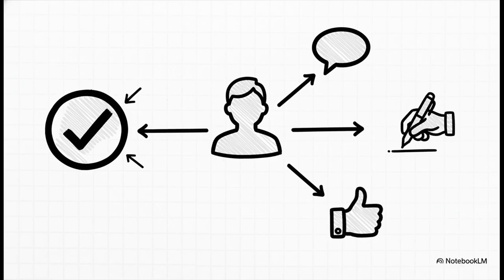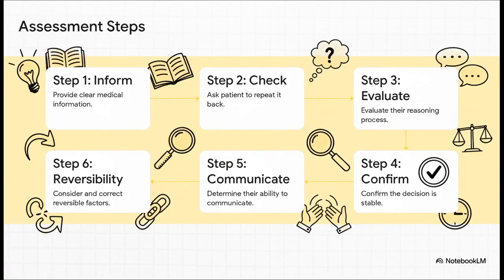And finally, can they communicate their decision? The patient just has to be able to express their choice. It could be through speaking, writing, even gestures. The specific method doesn't really matter, as long as they can convey a clear and consistent decision. When you put those 4 abilities together, they give you a really practical, step-by-step process.